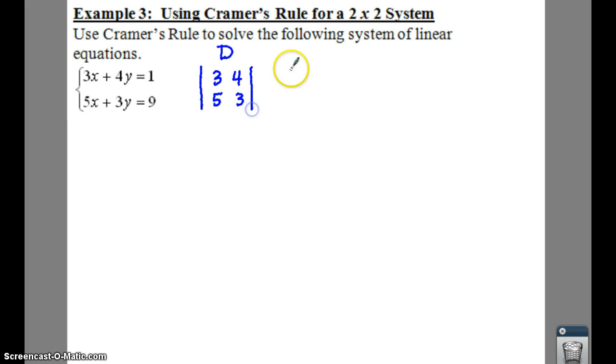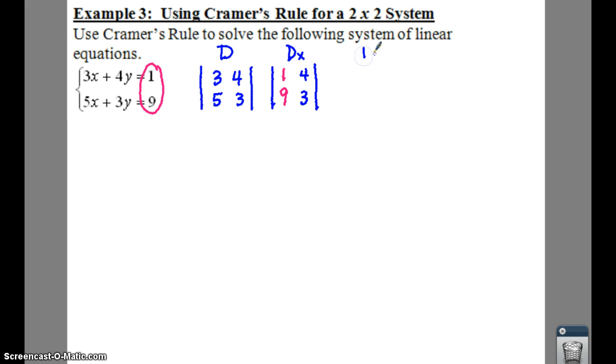Now D sub x is where, if you're solving for x, remember you're going to take x out and insert in its place your constants. So take the x's out. We're going to make this a 1 and a 9 instead. We're going to keep your y's.